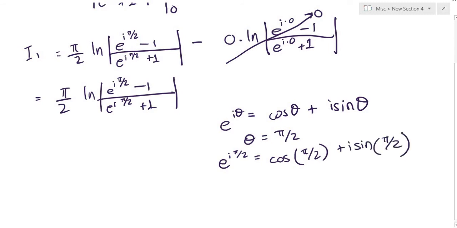If you know your trigonometry well, cosine of pi over 2 is 0, sine of pi over 2 is 1, so we have i times 1 plus 0. You can ignore the 0. i times 1 is just i, so e raised to i times pi over 2 is nothing but i. So we can directly substitute that now.